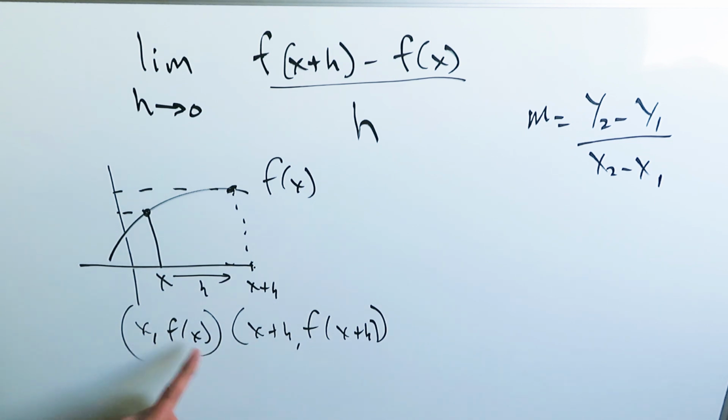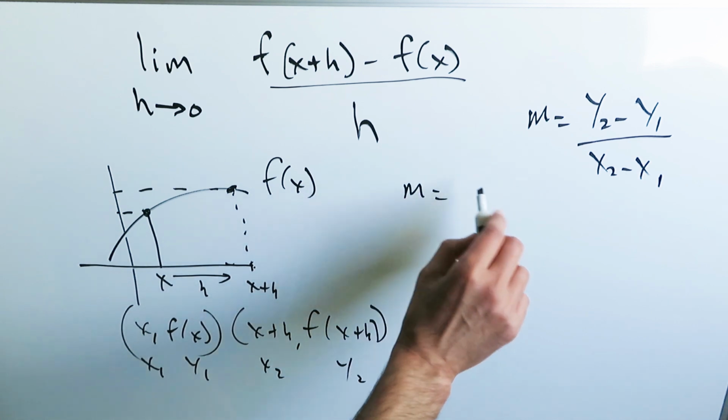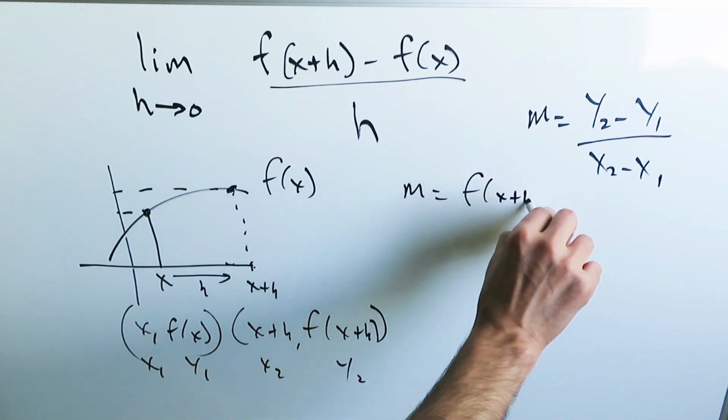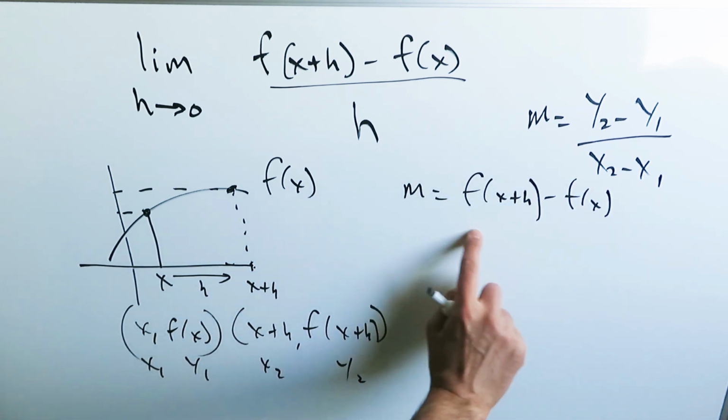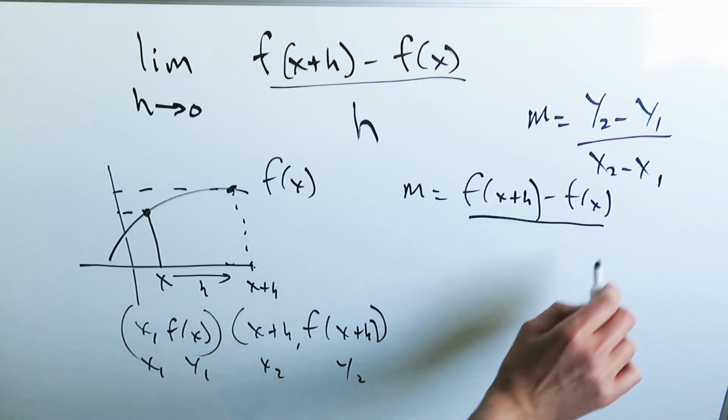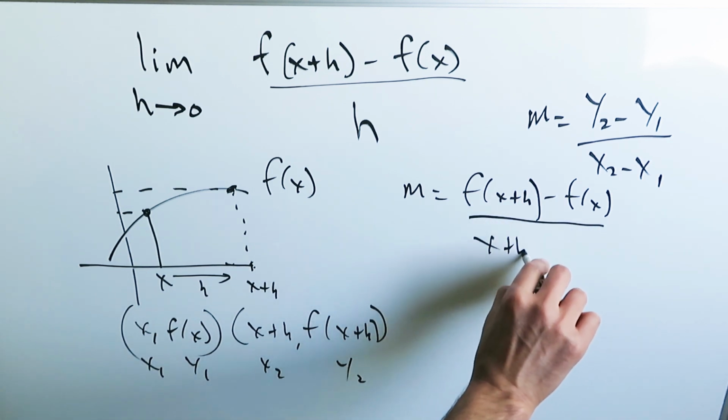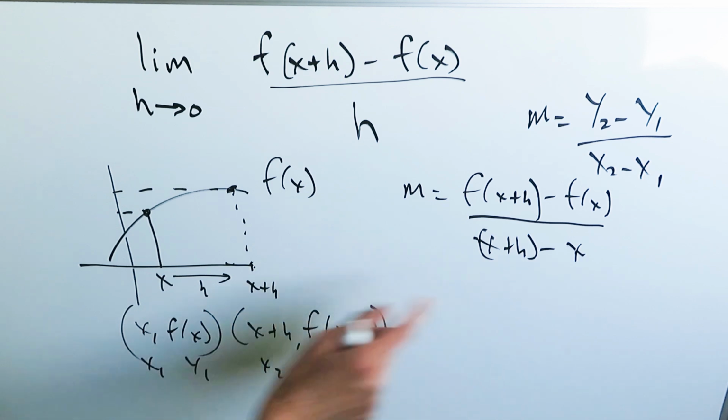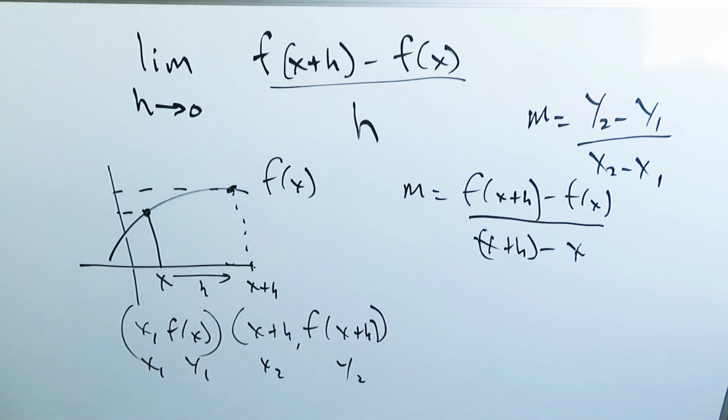Now you have x, f of x, and x plus h, f of x plus h. These are basically your x1, y1, and x2, y2. Run this right here through that basic slope formula. What do you get? You have m here is equal to f of x plus h minus f of x. This right here represents my change in y, divided by change in x, which is x plus h minus x. That's my x2 minus x1, change in x.